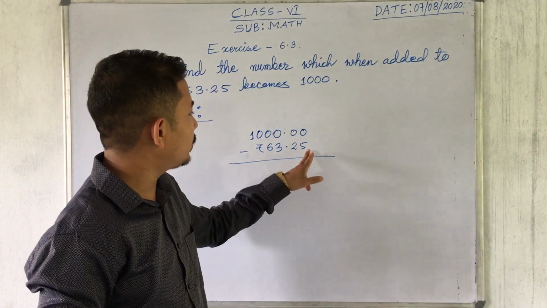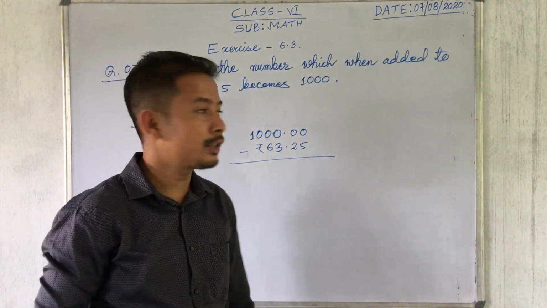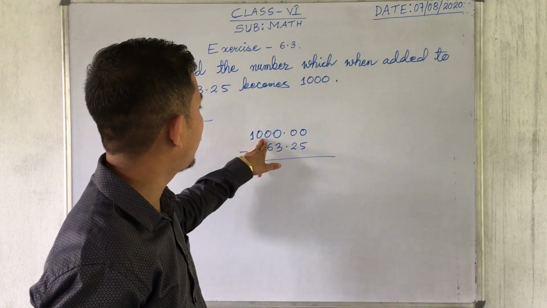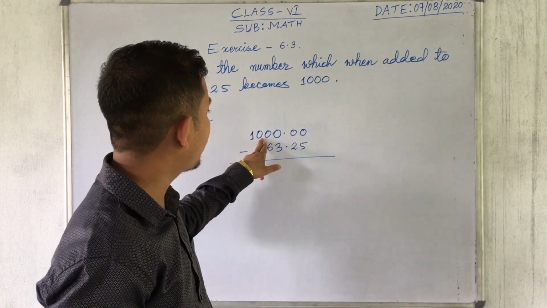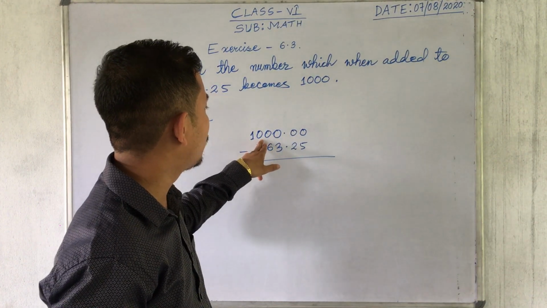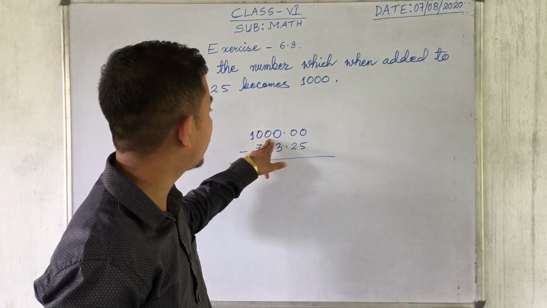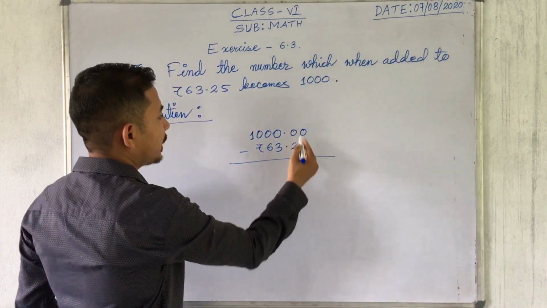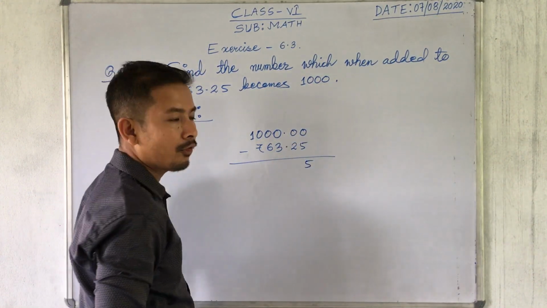Now look at it. Is it possible to subtract 5 from 0? It is not possible. So we have to borrow 1 from here. If we borrow here, there will be 10. After borrowing 1 from here, there will be 9, but this 0 becomes 10. In the same way, there will be 10. We subtract 5 from 10. What is left here? 5.